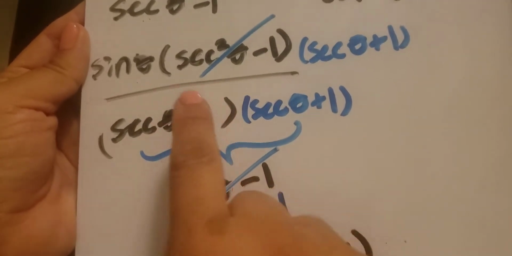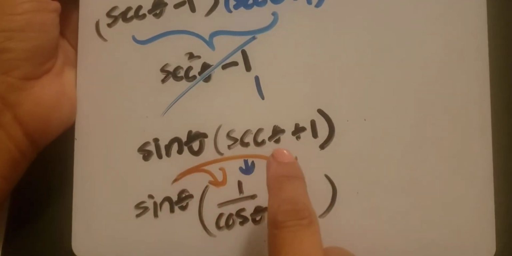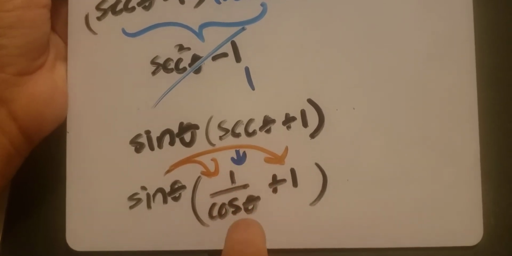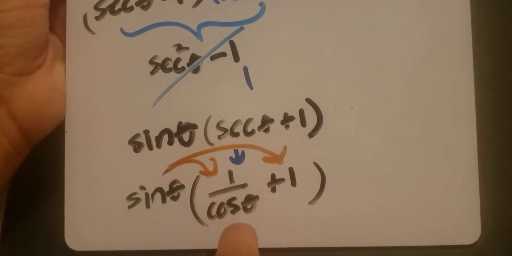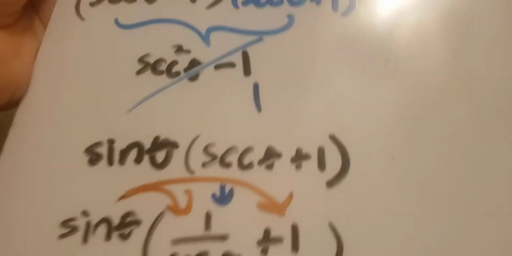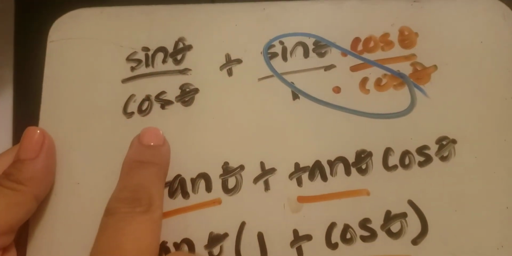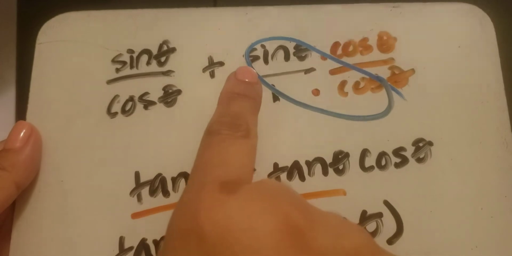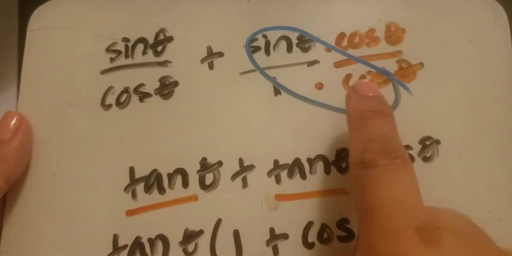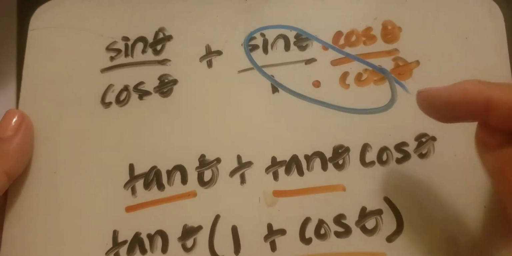So then on the top, you should only have sine theta times secant theta plus 1. So that's what I wrote down here. And then I got rid of the secant theta by writing 1 over cosine theta. And I went ahead and distributed the sine theta. So now I have sine of theta over cosine of theta plus sine of theta, of course, over 1. And since I'm adding fractions, I got a common denominator, so I multiply cosine of theta over cosine of theta.